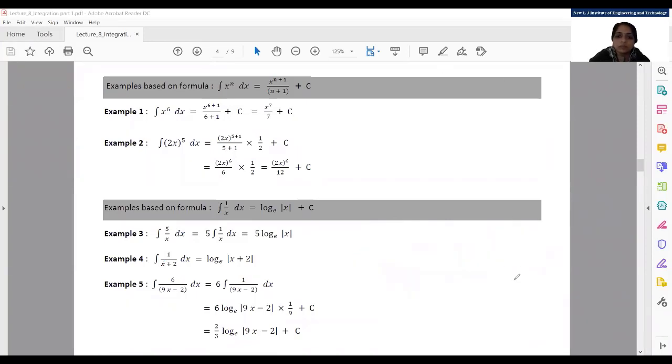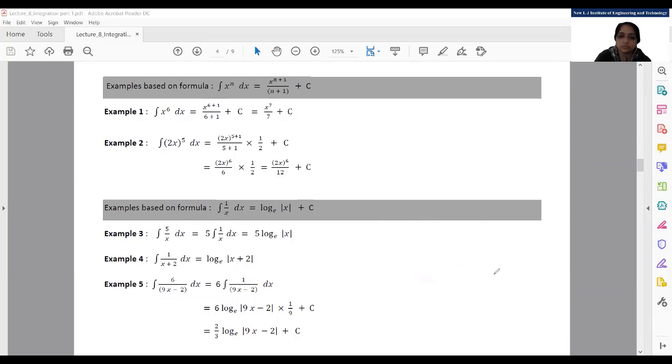Okay. Similarly, suppose we have integration of 2x upon x square plus 4, right, with respect to x. At that time, what is the derivative of the denominator? The derivative of the denominator with respect to x is 2x, which is also in the numerator. So we can directly write the integration of this whole term is log of denominator, that is log of x square plus 4 plus c, where c is any constant.